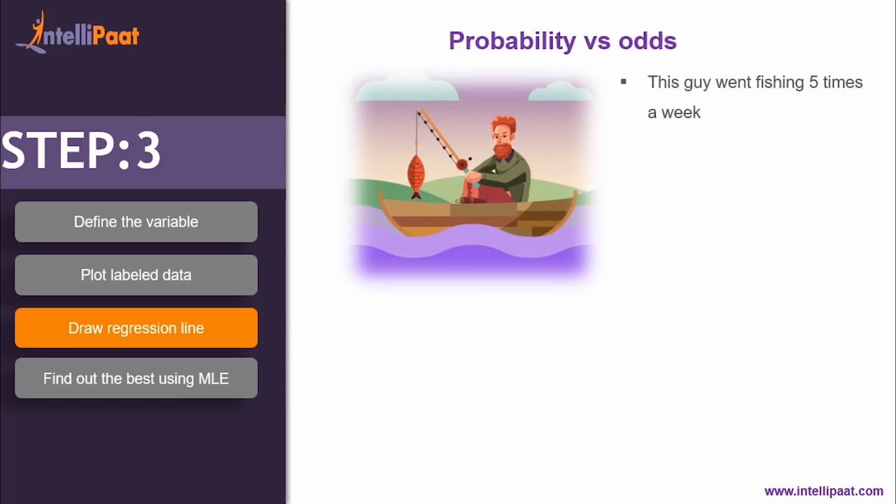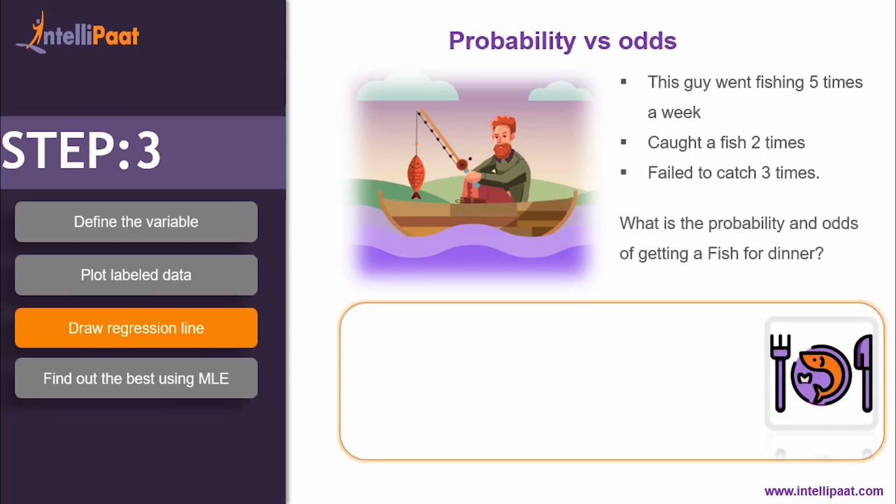Suppose this guy, he goes to fishing 5 times a week. So out of 5 times, he catches a fish 2 times and he failed to catch 3 times. Okay. So now in this case, what is the probability and odd for getting a fish for dinner? So let's first calculate probability.